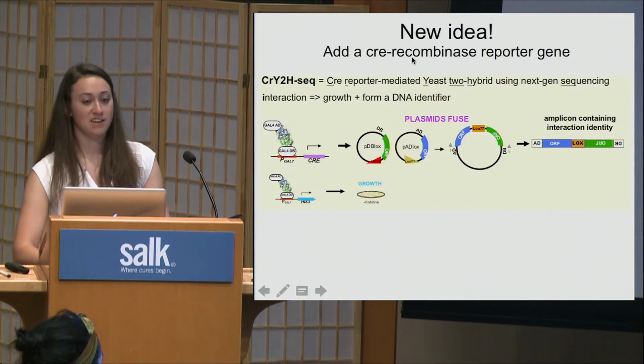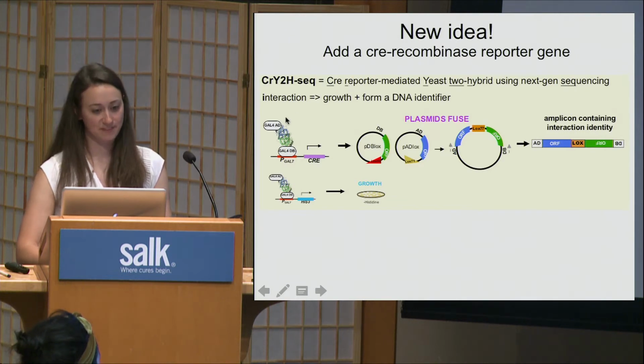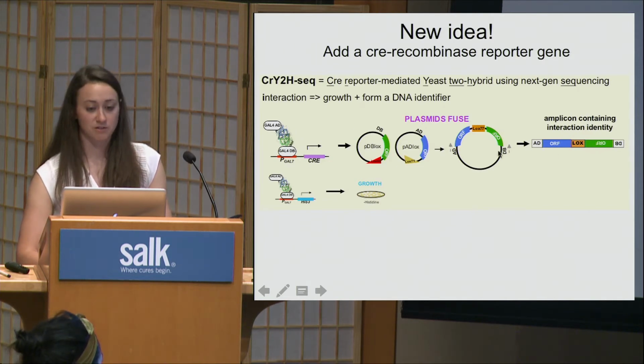So Joe and I and Mary and others in the lab had this idea to add a Cre recombinase reporter gene into the yeast. And what that would do is, if there was a protein interaction, Cre recombinase would get expressed in the yeast cell, and it would recognize these mutant lox sequences on the expression plasmids and irreversibly recombine them to get the coding sequences of each protein on the same piece of DNA. In this way, this DNA sequence could be amplified, and you could sequence it and use it to identify what the protein interaction was.